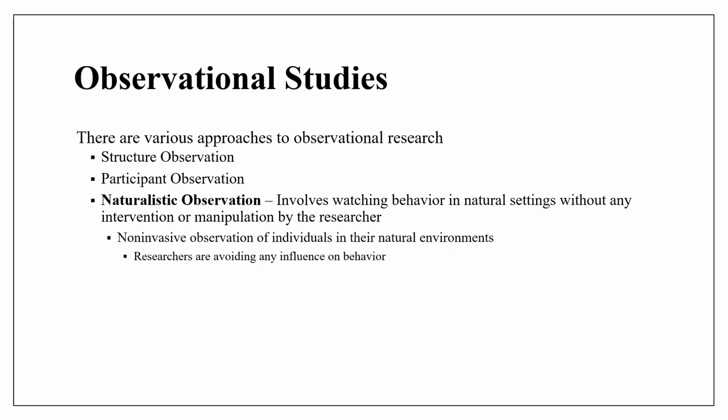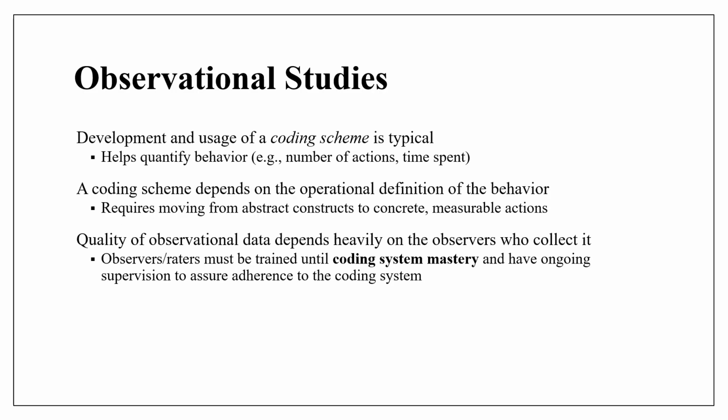In naturalistic observation, it refers to watching behavior in natural settings without any intervention or manipulation by the researcher. So the main goal is to make non-invasive observations of human behavior, and the researcher is going to try to be as undetectable as possible when making these observations.